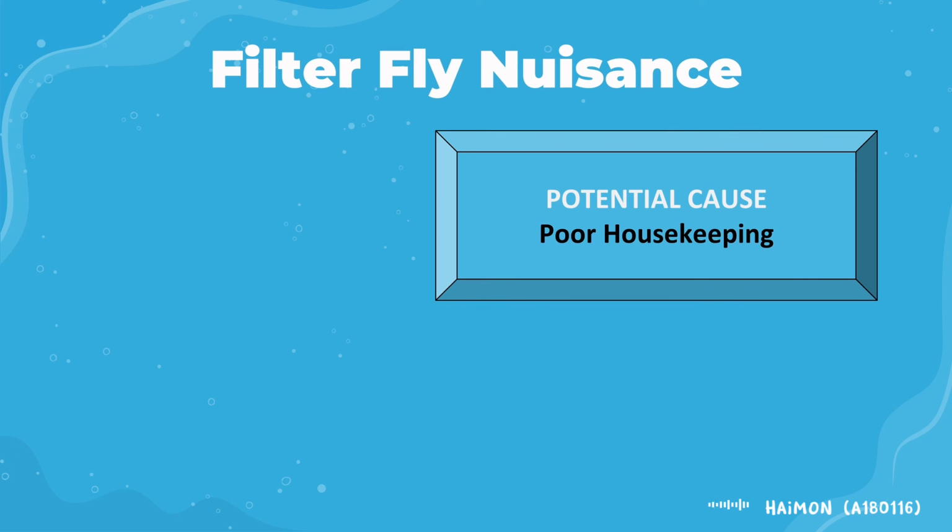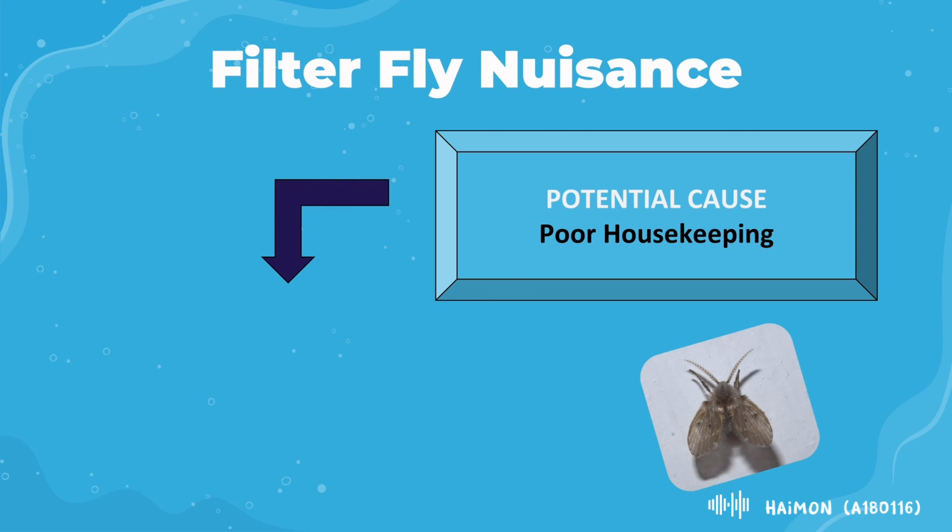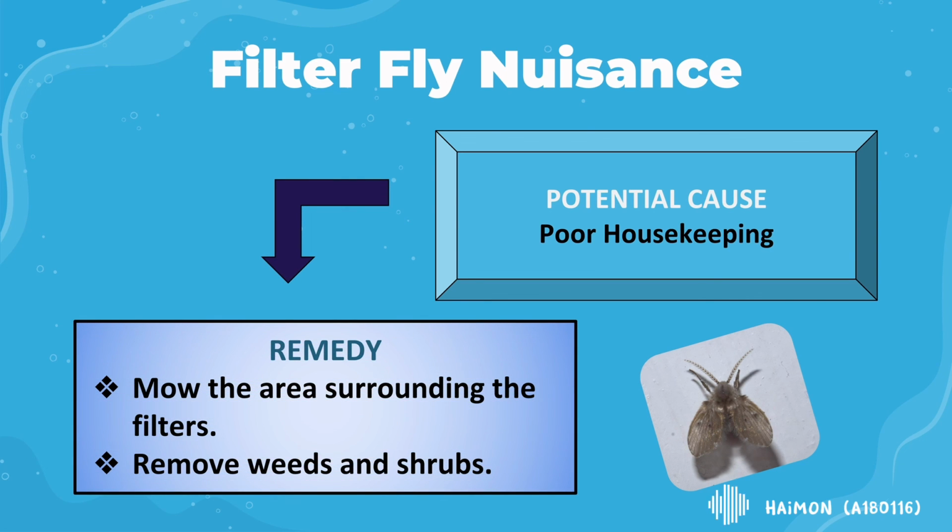Another potential cause of this nuisance is poor housekeeping around the areas and systems of the trickling filters. The remedies for this problem include mowing the area around the filters and removing weeds and shrubs that have grown inside and around the filters.